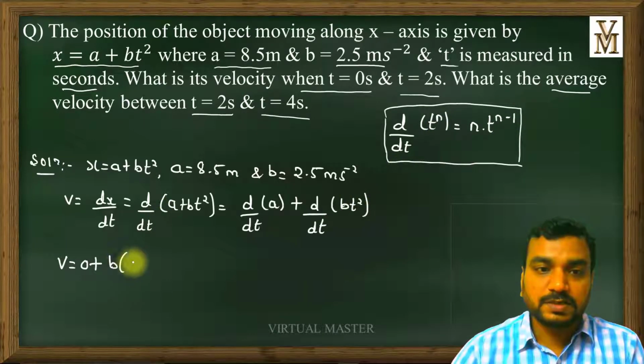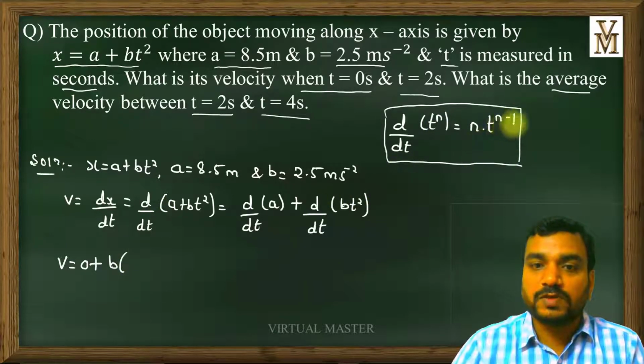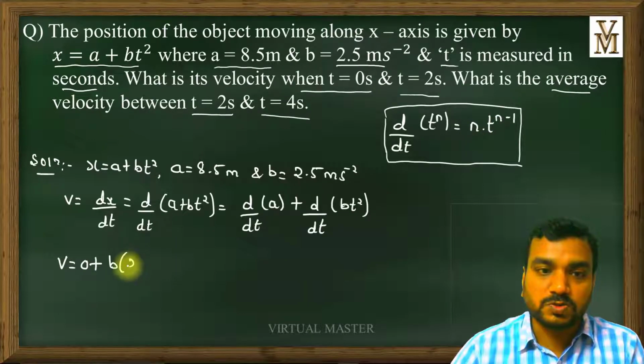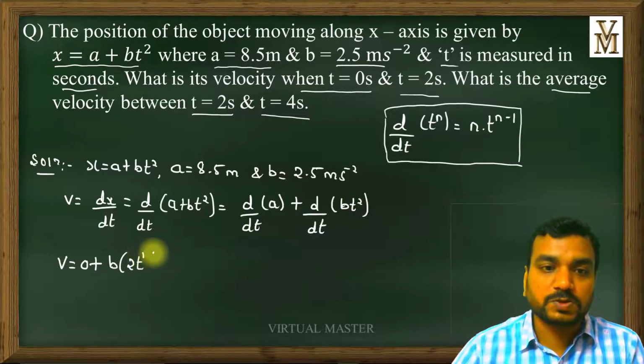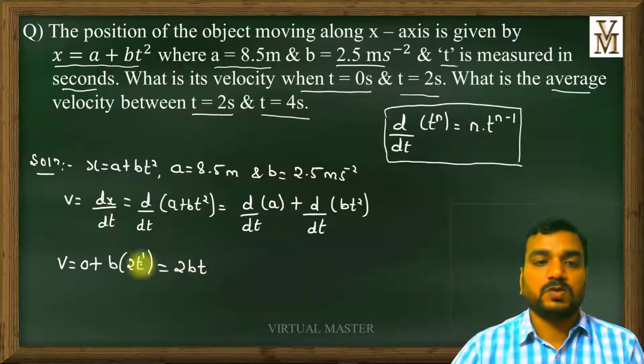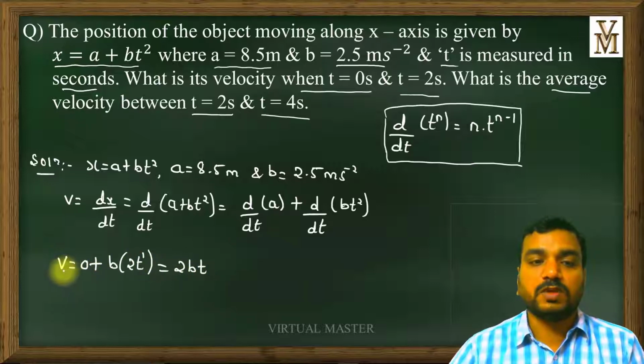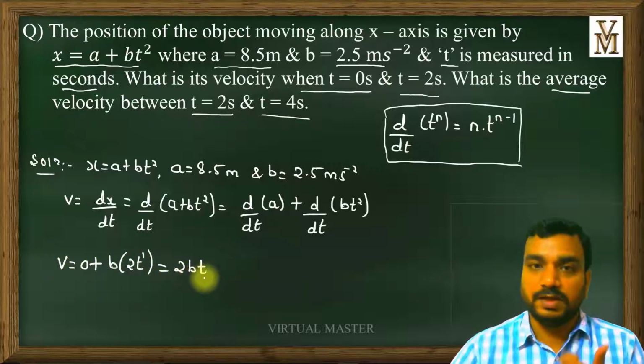So I can write n into t to the power of n minus 1, that is n means 2 and t to the power of n minus 1. n minus 1 means 2 minus 1. 2 minus 1 will be equal to 1. So the final answer will be equal to 2 into b into t. Okay. The equation for the velocity is 2bt.